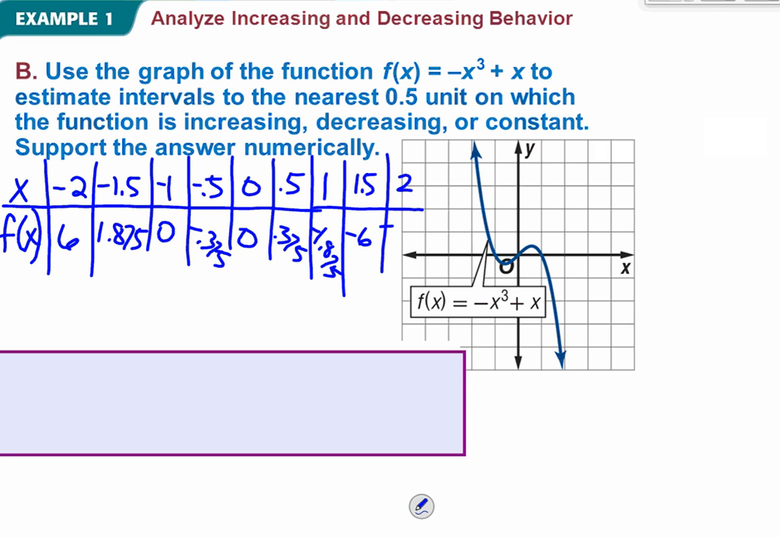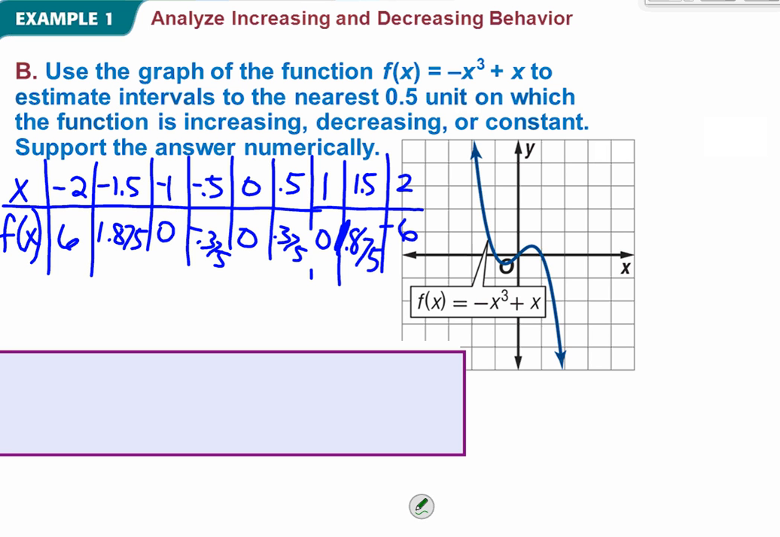What did I miss then? Oh, 1 is 0 again. So 1 is 0, and then this one is what? 1.875. There we go. Yes, I know. It is very much a pattern.